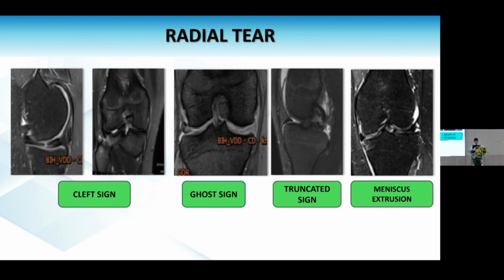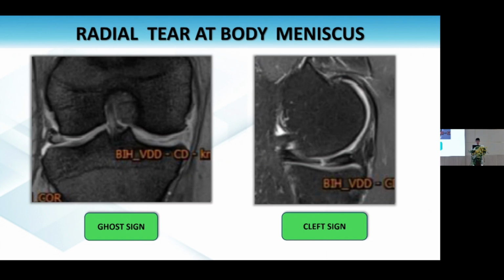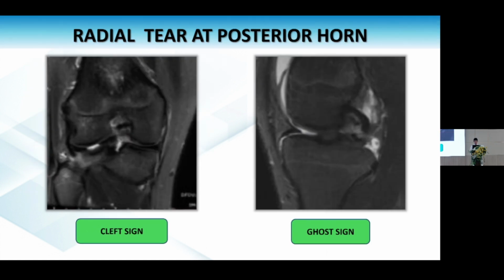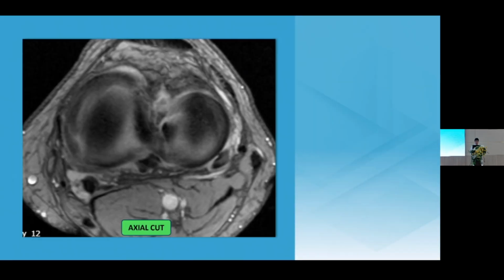On MRI, we can show the clip sign, ghost sign, truncated sign, and sometimes meniscus extrusion. If the radial tear occurs at the body, the ghost sign will be on the coronal and the clip sign we see in the sagittal. If the posterior horn is torn, the clip sign will be on the coronal and the sagittal, and the ghost sign will be on the sagittal. Here, sometimes the axial cut can help you see the tear.